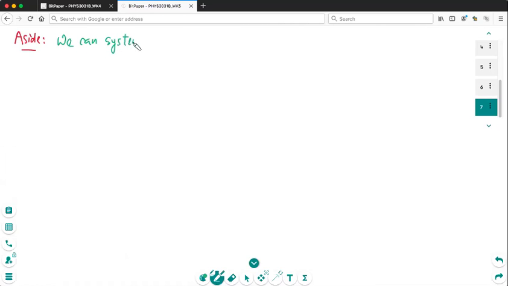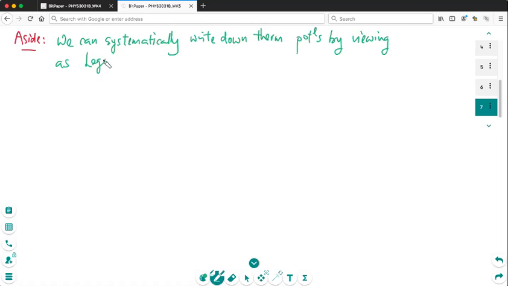We can systematically write down all these thermodynamic potentials. How? By viewing the process as the Legendre transformation.